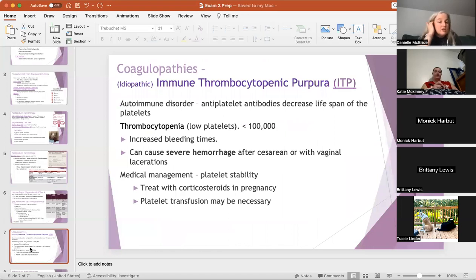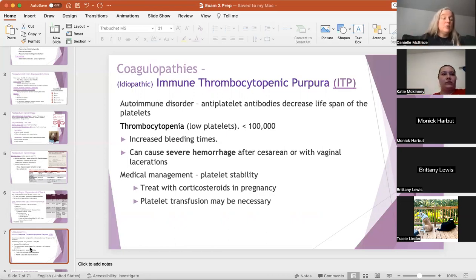All right, so then let's do coagulopathy. The one that we're going to talk about is idiopathic thrombocytopenic purpura, or your book also calls it immune thrombocytopenic purpura. Any idea what this is? It's an autoimmune disorder. And what does it affect in the body? The platelet count. And so with this, the platelet lifespan is shortened, and it causes thrombocytopenia, or low platelet counts.